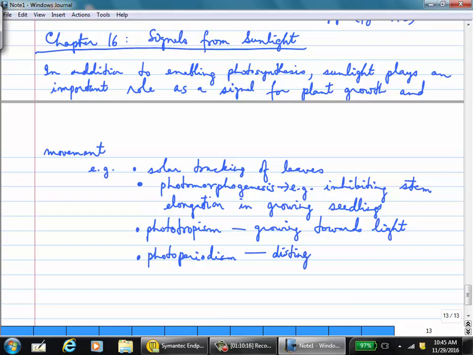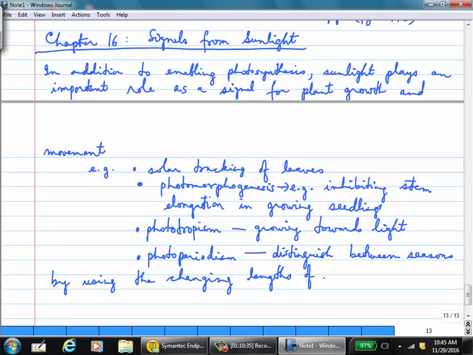So distinguish between seasons by using the changing lengths of days and flower accordingly.